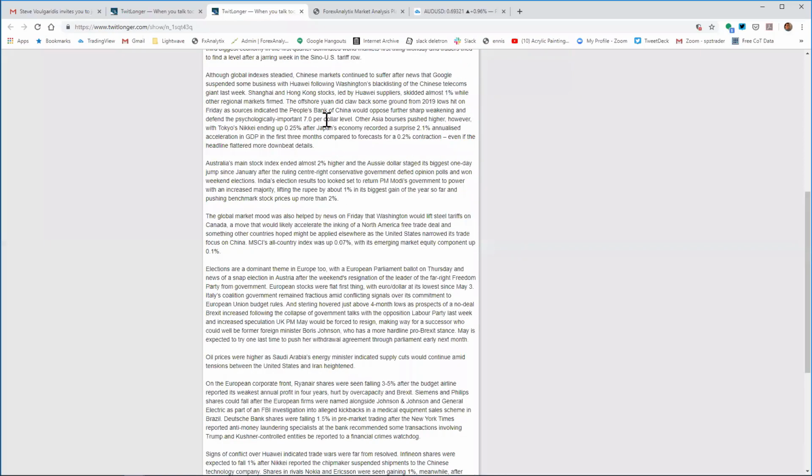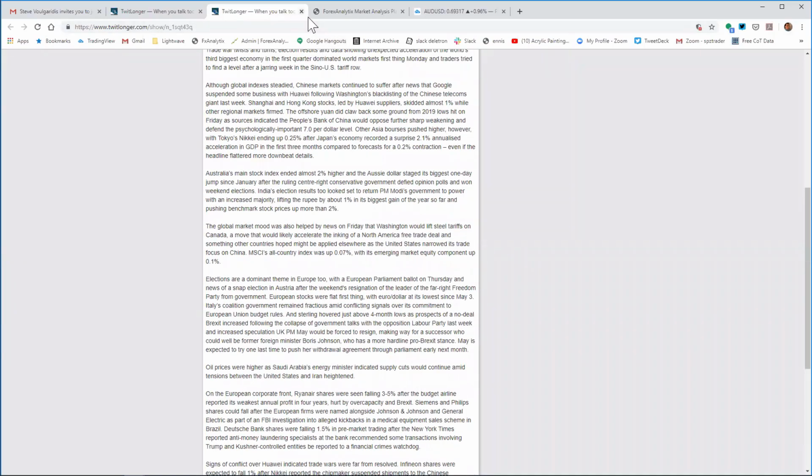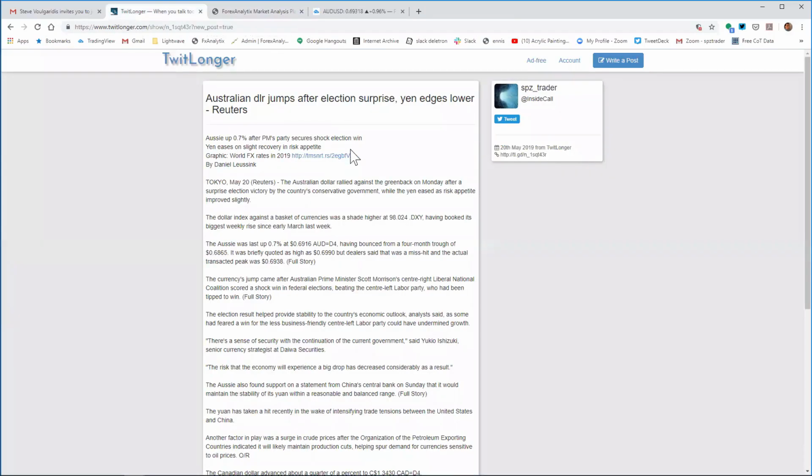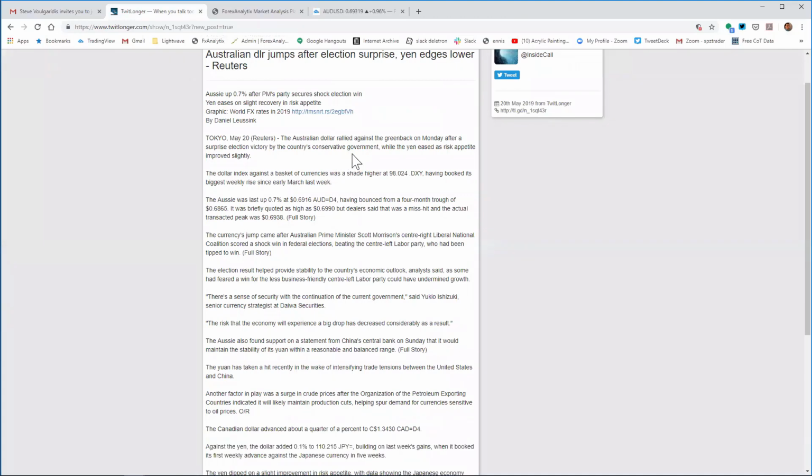And let's move on right into FX. Australian dollar jumps after the election surprise and yen edges lower. The Australian dollar rallied against the greenback on Monday after a surprise election victory by the country's conservative government, while the yen eased as risk appetite improved slightly. The dollar index against a basket of currencies was a shade higher at 98.02, having booked its biggest weekly rise since March last week.